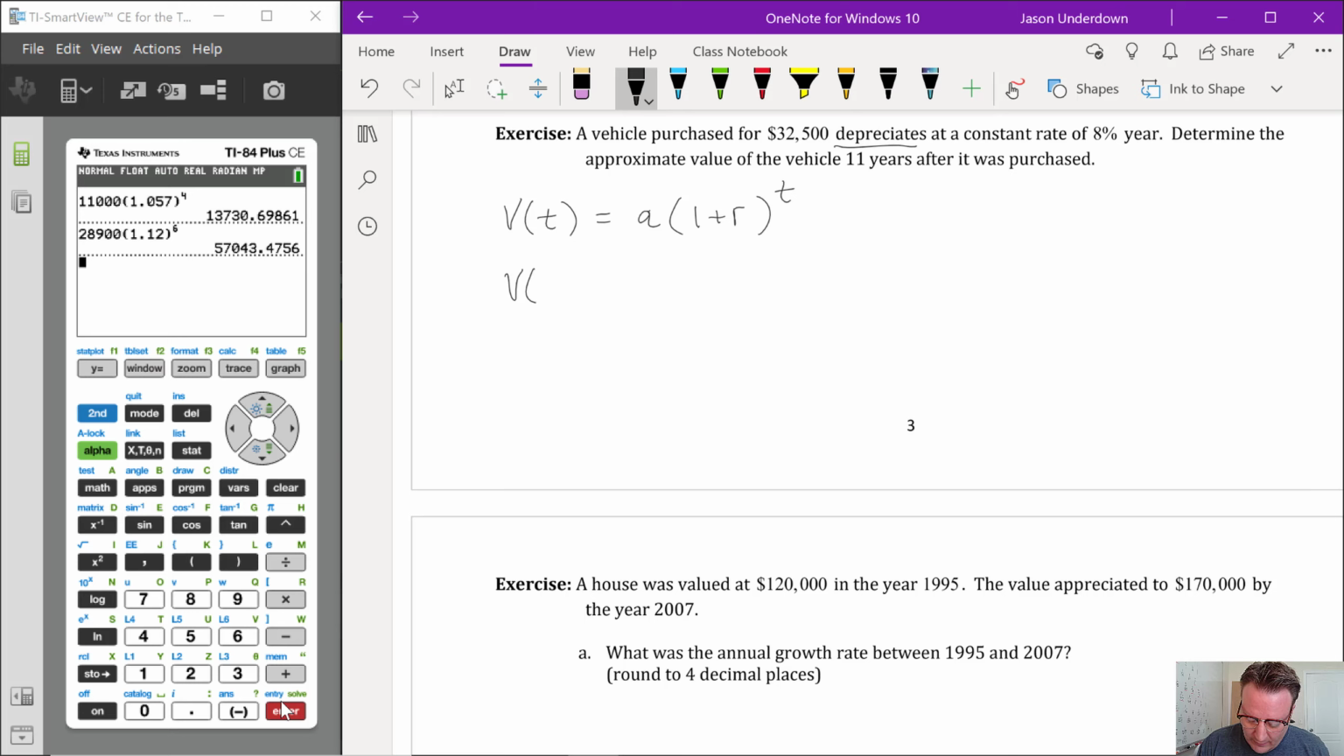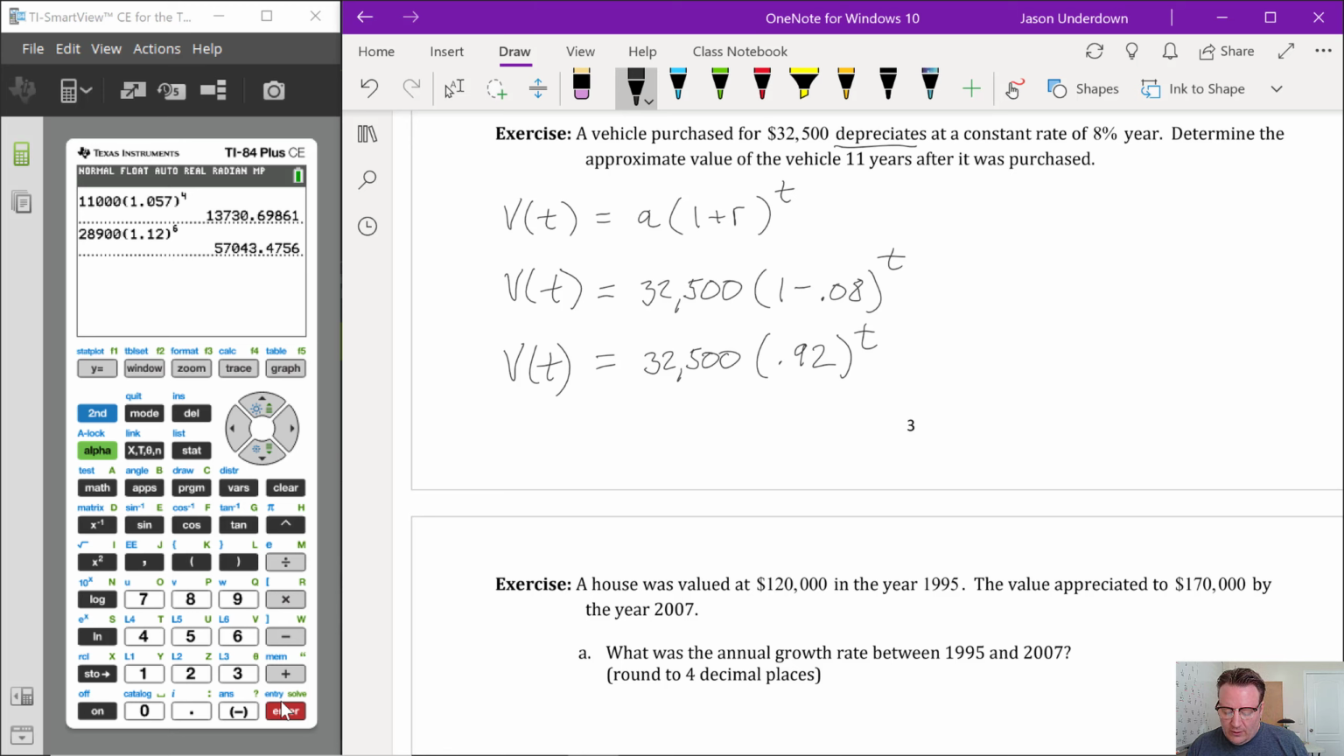So our value function should be the original value of the car, 32,500, times 1 minus 0.08 raised to the t, which simplifies to 32,500 times 0.92 raised to the t. And we want to know the approximate value of the vehicle in 11 years. So then V of 11 is going to be 32,500 times 0.92 to the 11th power.